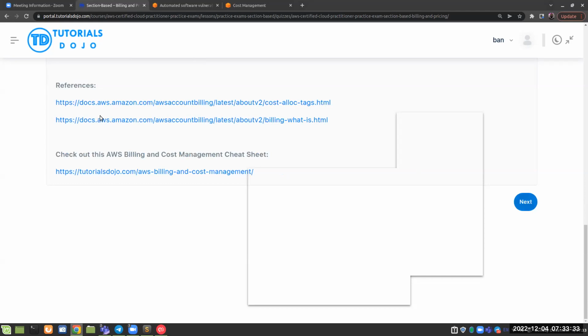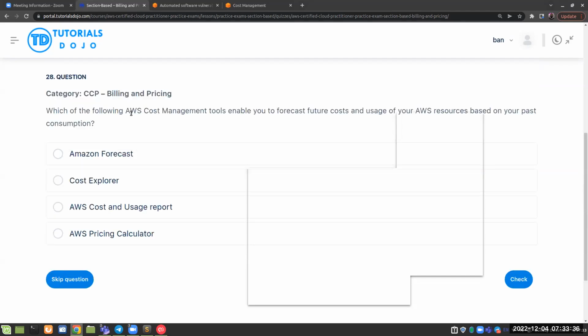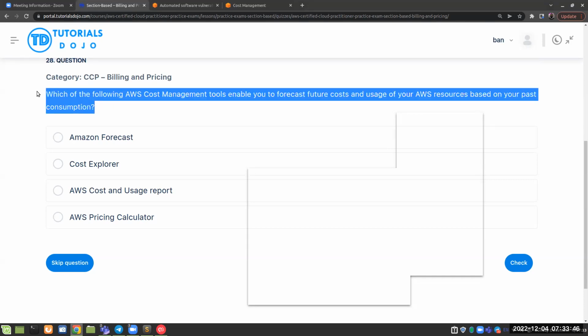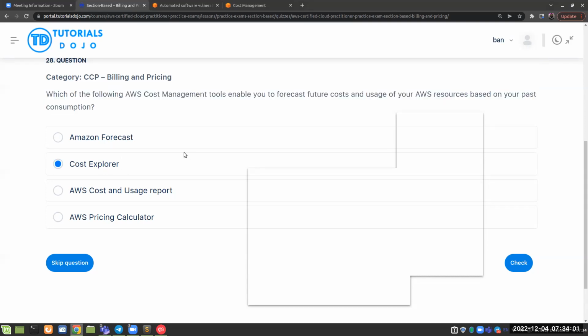Okay, the next one: which of the following AWS cost management tools enable you to forecast future cost and usage of your AWS resources based on your past consumption? Everyone should answer this. Cost Explorer. Cost Explorer. I see someone says Amazon Forecast. Two people say Cost Explorer. So I'll take B.